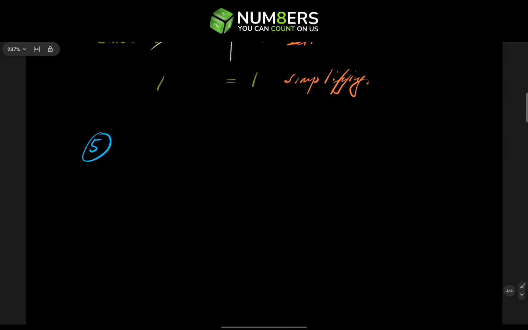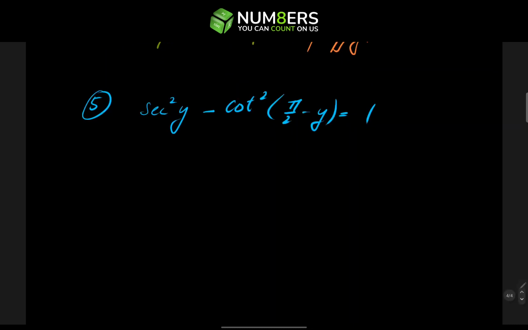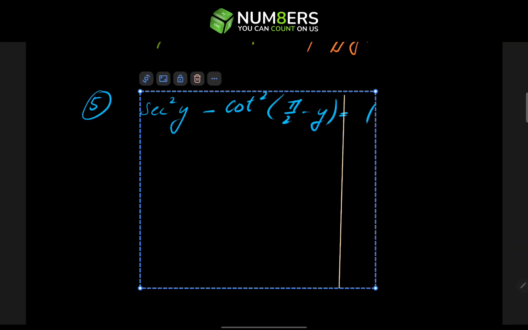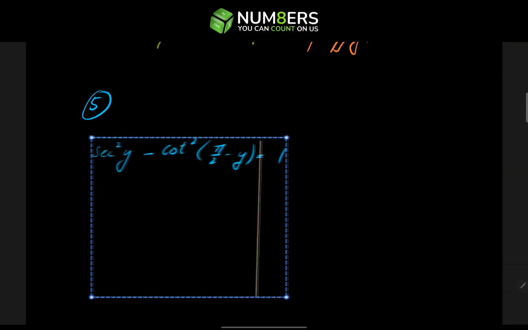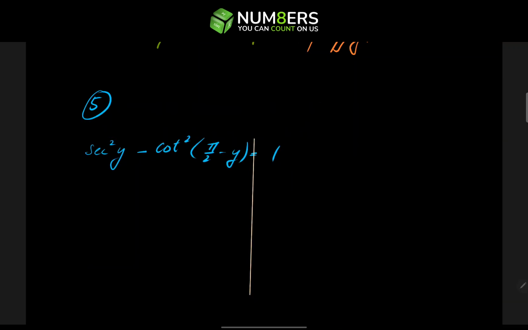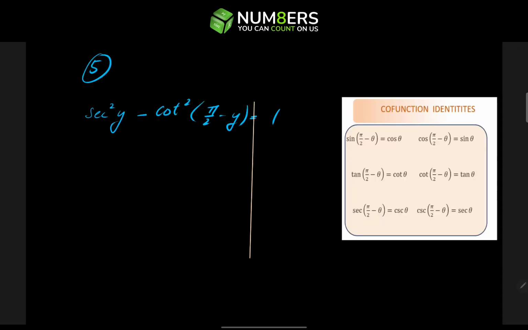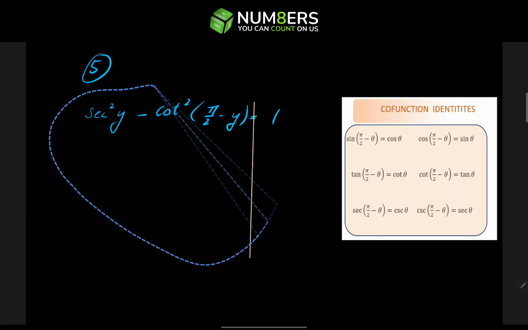Let's do secant squared y minus cotan squared pi over 2 minus y is equal to 1. Let's draw a line right here. And we're going to make this guy a little smaller. Again, we want to fit everything in. Move to the side. Again, we're going to use a cofunction identity here because we have a pi over 2 minus y over on this side. So let's move this to the side a little bit more.